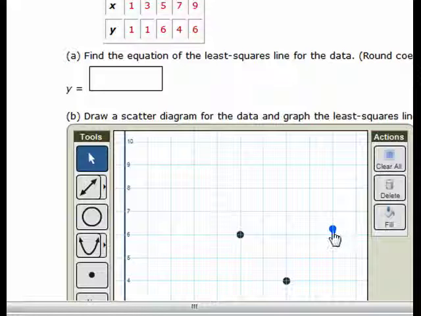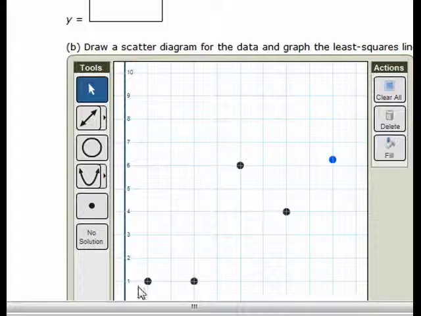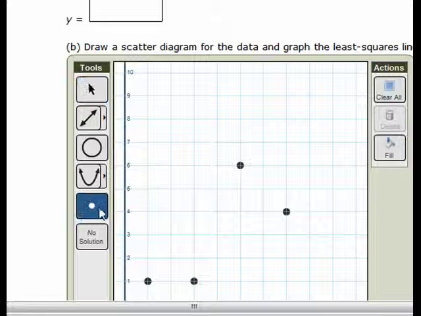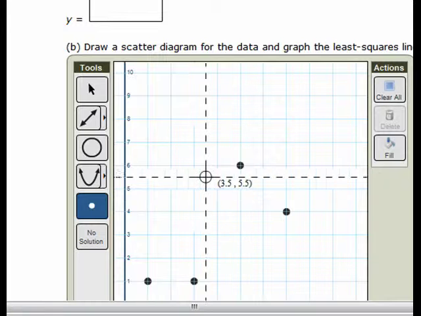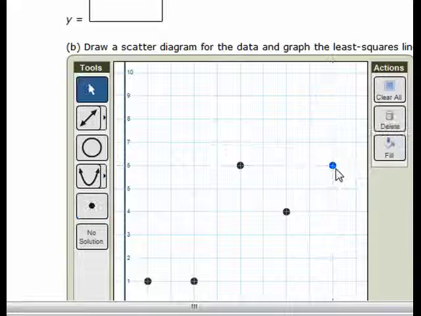Okay, so in this last problem, I accidentally put it in the wrong spot. I wanted a 9, 6, and it tells you right down here the point you plotted. Well, I plotted 9, 6.25, so I don't want that. Notice once you put your answer in a certain spot and indicate that you're done, it makes it this dark color. This one, I just did it, and notice it's a blue, so I'm going to delete that. And then I can redo it. So I haven't used up one of my attempts because I haven't submitted my answer yet. So let's see, 9, 6. Okay.